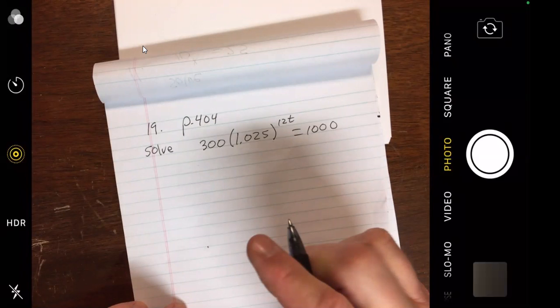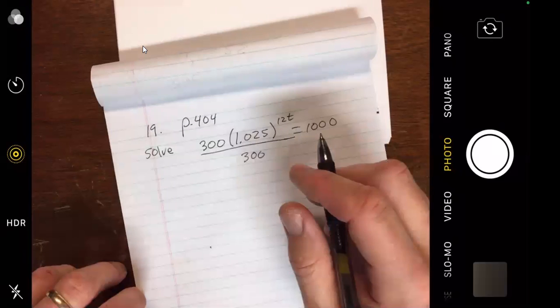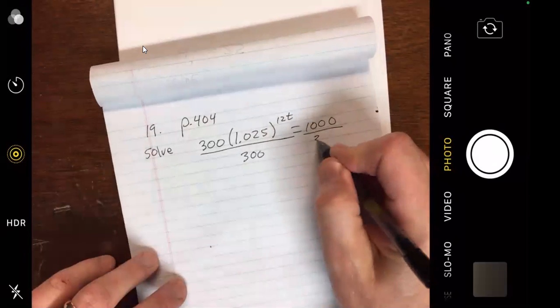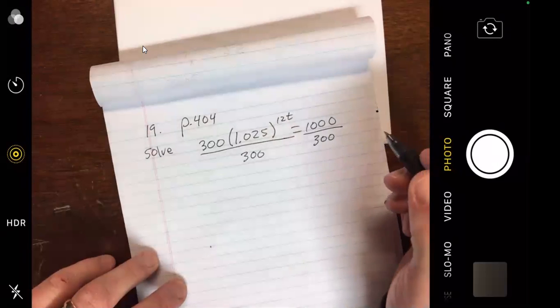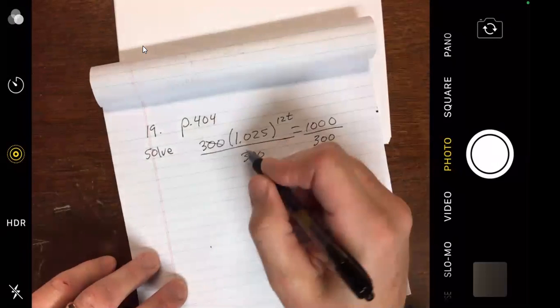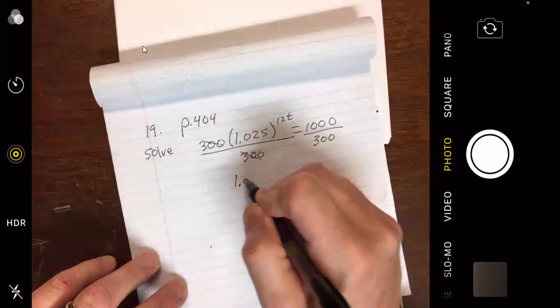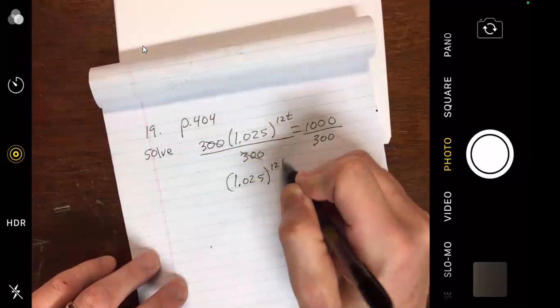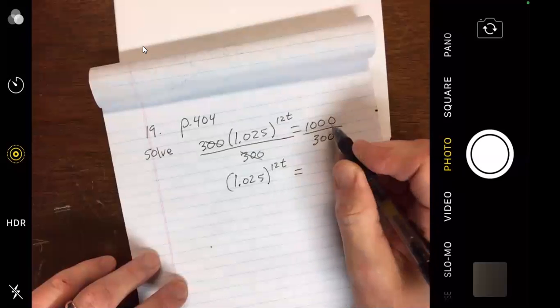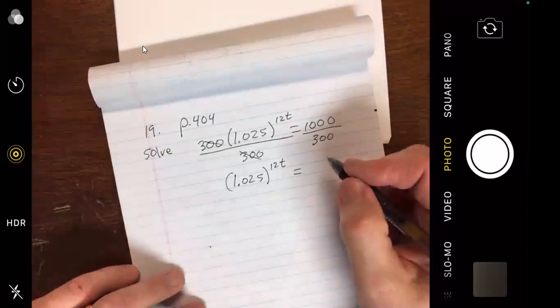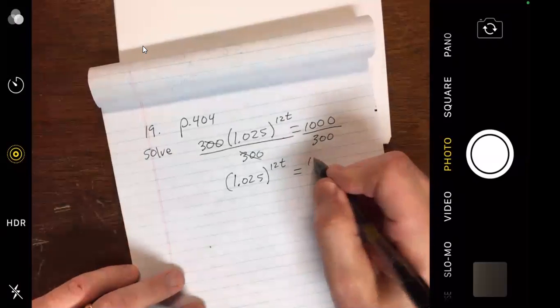trying to get the 1.025, the exponential by itself, and my Wi-Fi is just frozen. It's been working perfectly. It may have just frozen. Okay, caught up. All right, divide by 300. All right, so cancel that, 1.025 raised to the 12t. You could cancel, it would be 10/3. If you want to reduce it, you can just leave it 1,000 over 300.